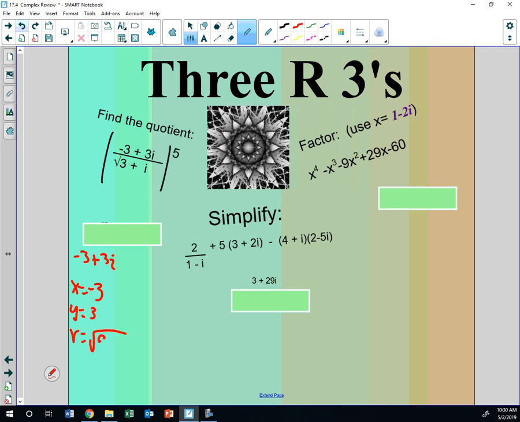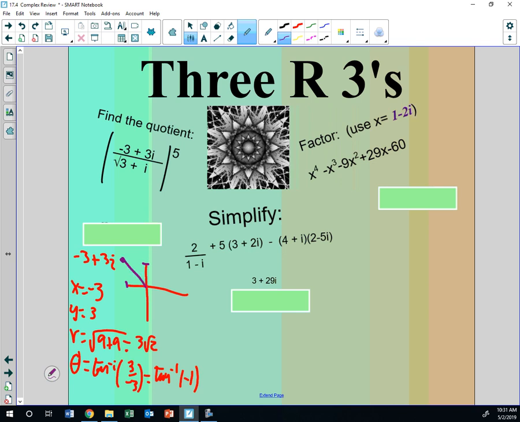the square root of 9 plus 9, or the square root of 18, which is 3 square root of 2. Theta is inverse tangent of 3 over negative 3. Now that's inverse tangent of negative 1. I need to draw a quick picture of that. That's going to be back 3, up 3. So it's going to be here.